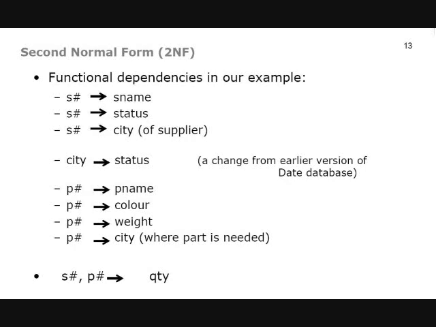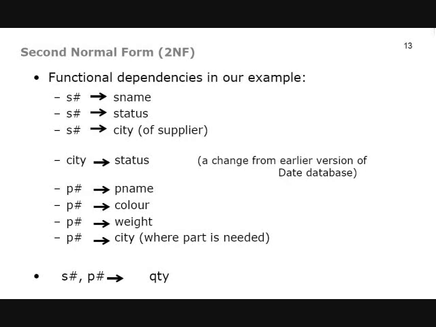And when I look at my parts table, the part name is functionally dependent on the part number. The color is functionally dependent on the part number. The weight is functionally dependent on the part number. And the city for the part table is functionally dependent on the part number. Additionally, the quantity that I have shipped is not dependent on the part number and it's not dependent on supplier number. It's dependent on both. So to know the quantity, I must know the supplier number and the part number. Those two things determine the value of quantity. Okay? So those are my functional dependencies. Are you happy with that?